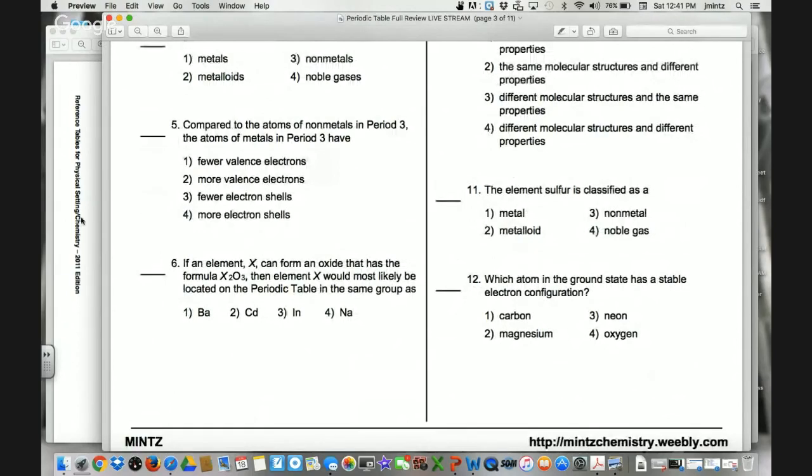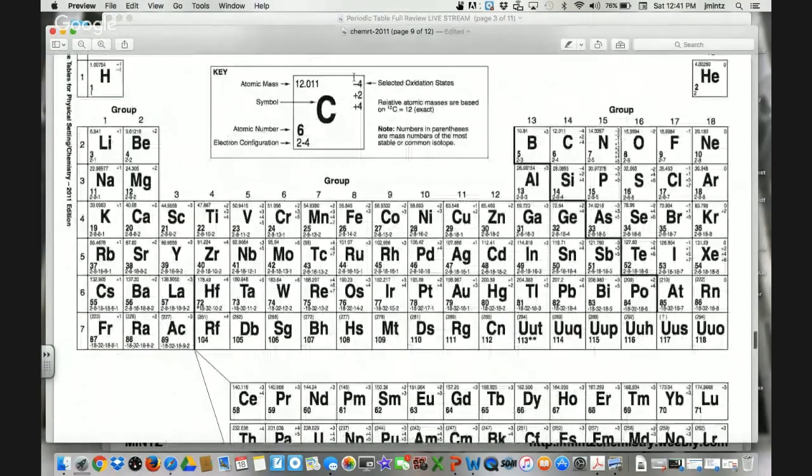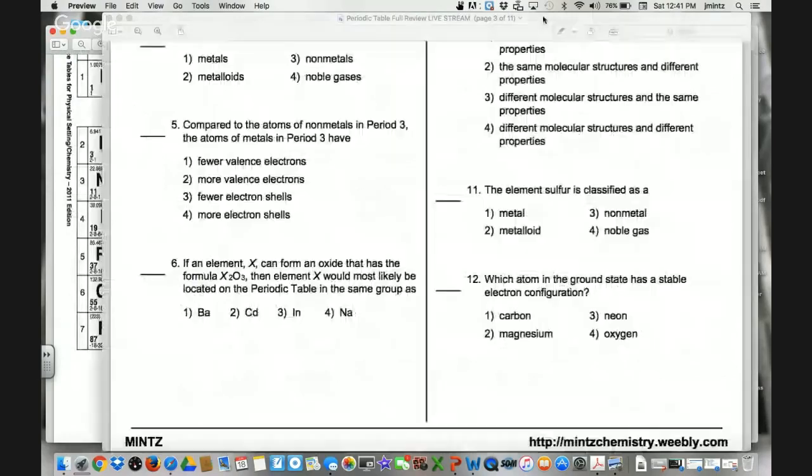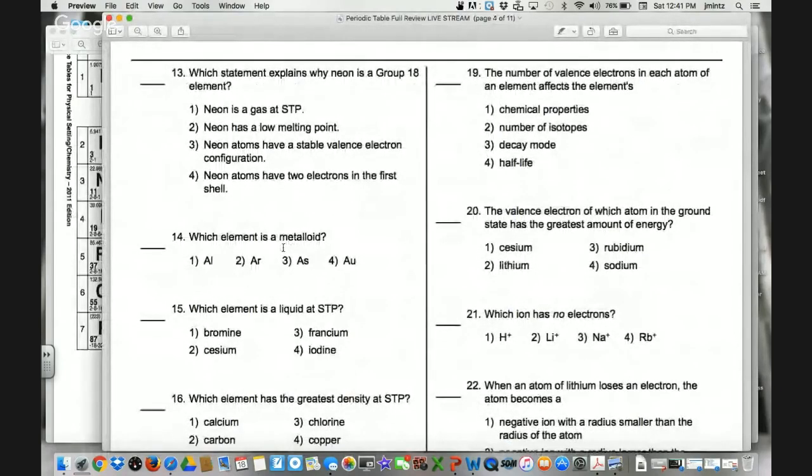Again, number 11, the element sulfur is classified as... So again, you'd use your table. You'd definitely get rid of your metal choices. Sulfur is not in group 18, so it is not a noble gas. Sulfur is right here, which happens to be a non-metal. Number 13, which statement explains why neon is a group 18 element? Neon is in group 18 because of its valence number. The groups are arranged by valence number. So group 18 elements have a stable electron configuration.